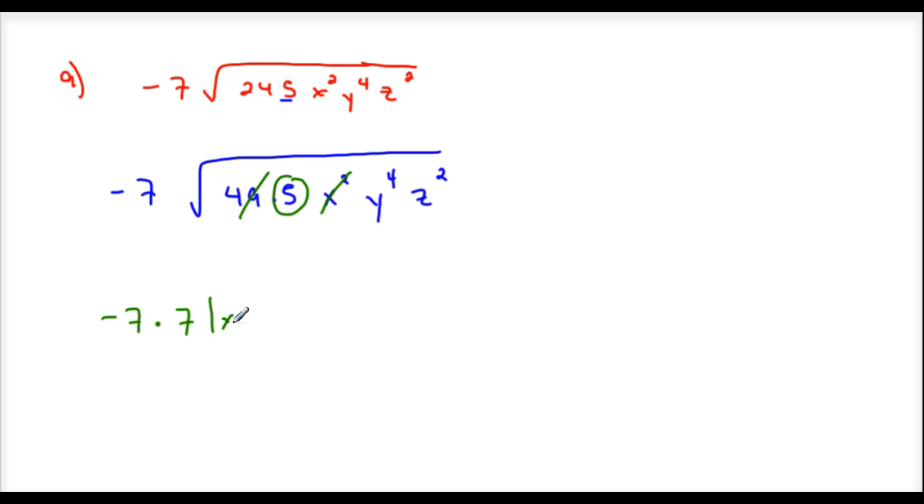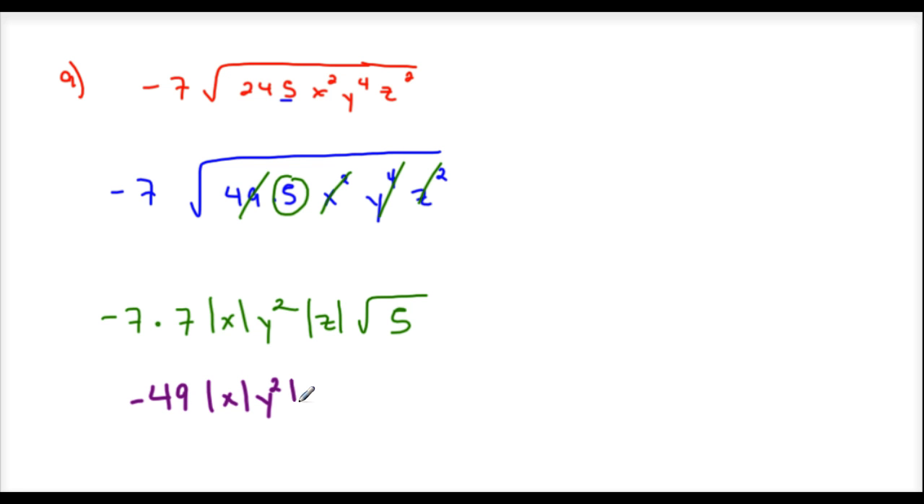X squared comes out as the absolute value of x. Y to the fourth comes out as y squared. Z squared comes out as absolute value of z. What's left? Radical 5. Combine like terms here. -7 times 7, -49. Absolute value of x, y squared, absolute value of z, radical 5.